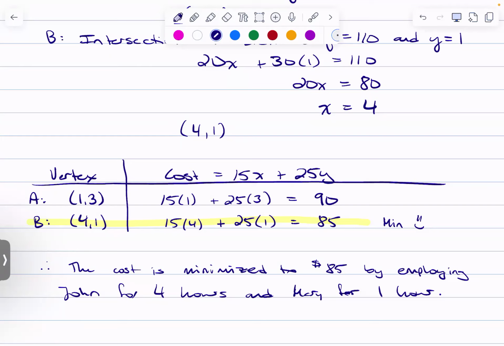So they're basically the same. Right? Just have to remember at the end, if you want to minimize or maximize, you can look back at the question.